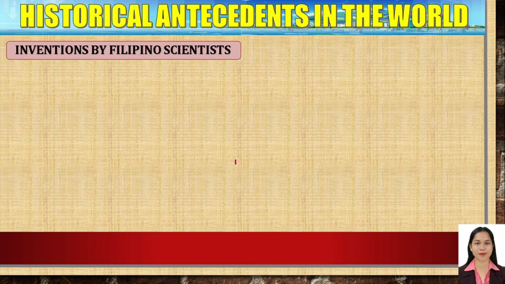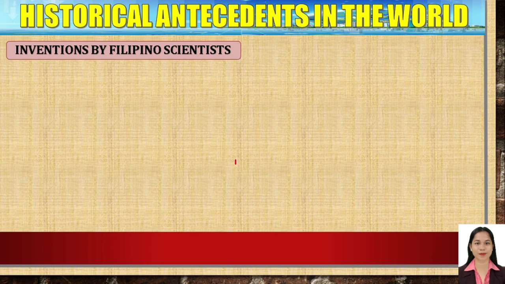So let us now discuss the inventions by Filipino scientists. So the Philippines boasts its own history and tradition of scientific and technology innovations. Syempre, may mga Filipino scientists din na meron silang na-invent or naiambag dito sa atin. So not only outside the Philippines but also here in our country, meron din tayong mga inventions na tayo mismo yung mga nag-invent.